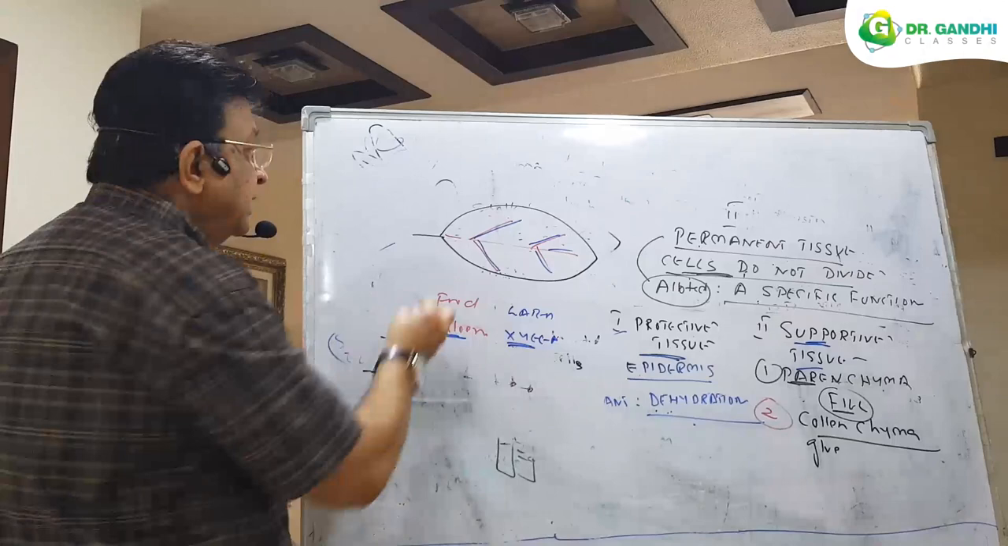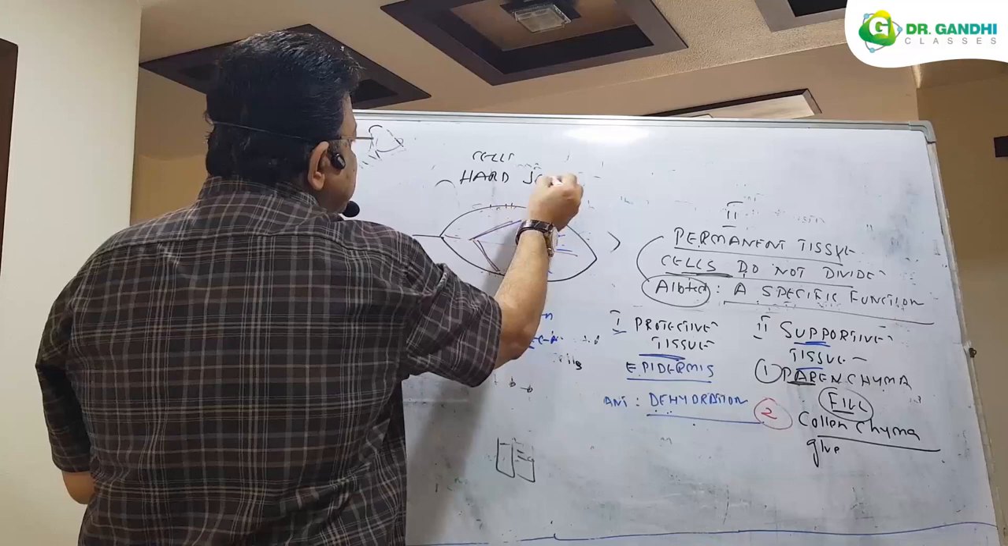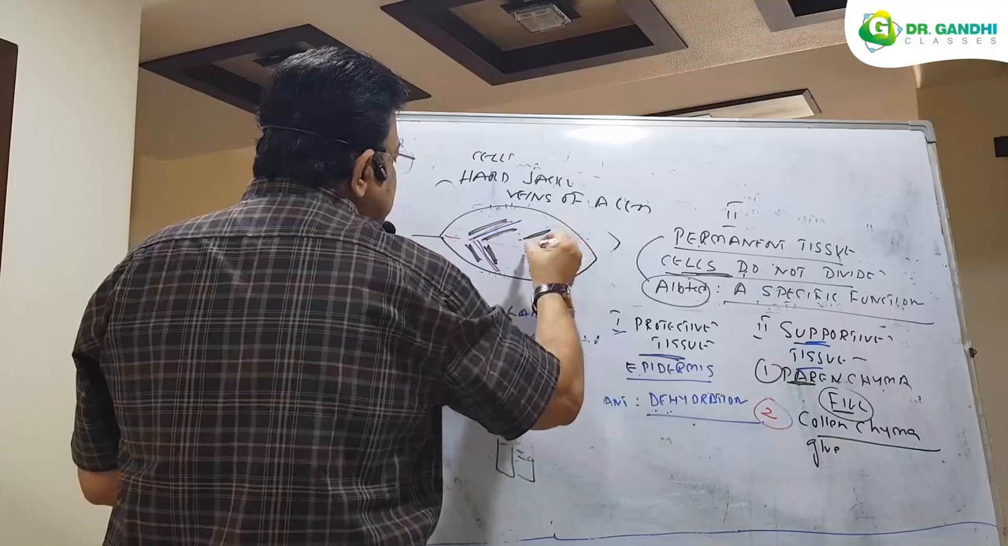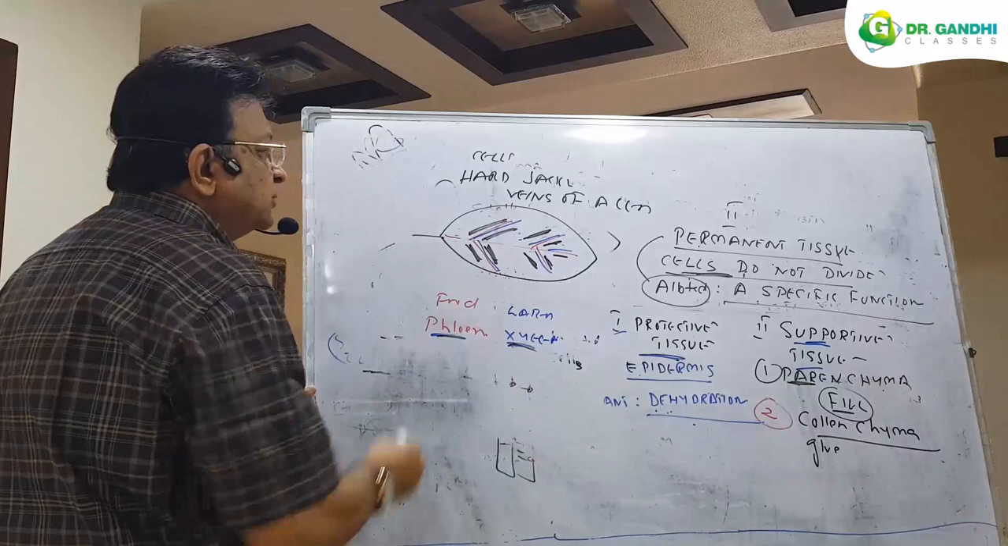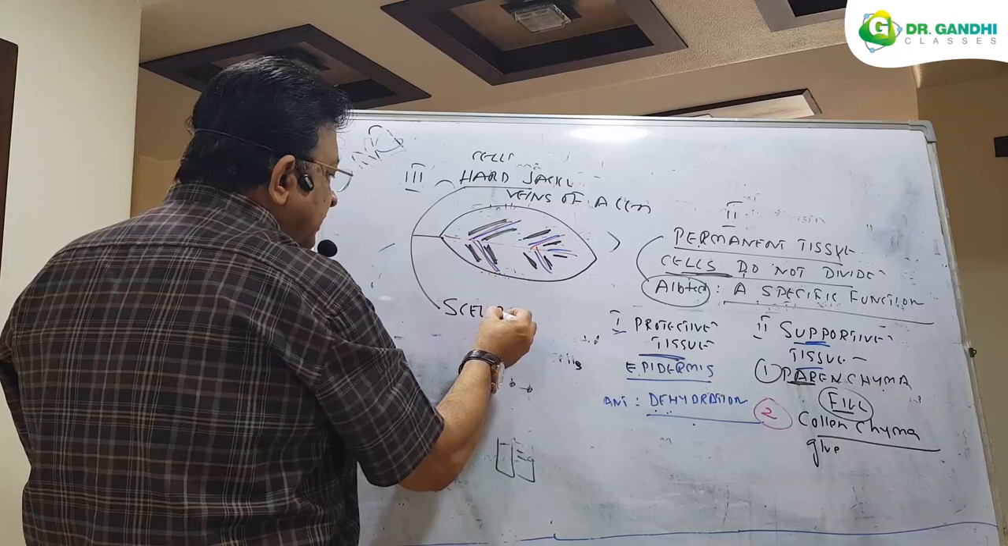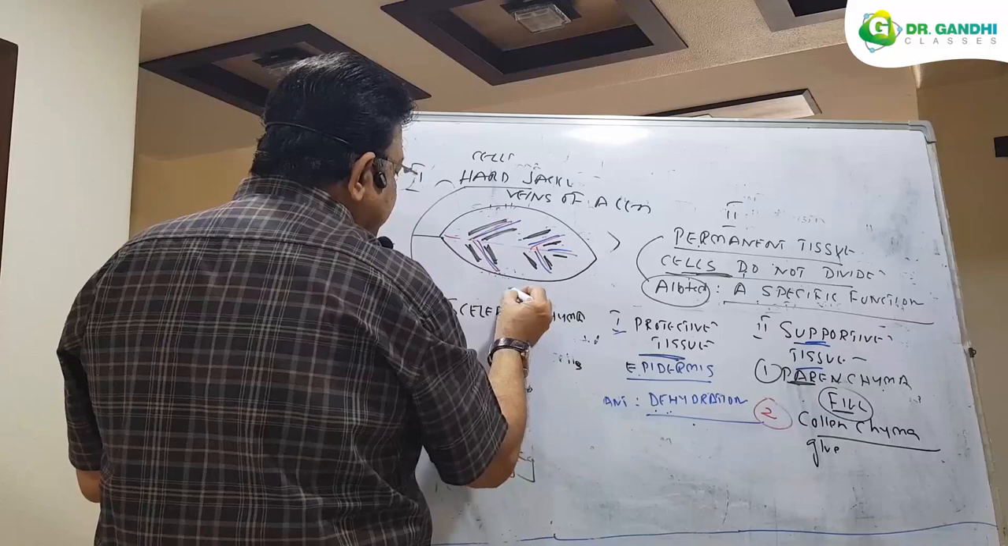Therefore, you have to create a hard jacket. I am now creating cells which are hard and they form a jacket around the veins of a leaf. So, look here, I am creating a hard jacket so that when the leaf sways, the xylem and phloem do not snap. So, I have got the third type of tissue, known as hard tissue. From the word hard, like the white of your eye is hard, sclera, it is known as sclerenchyma. The third type of tissue is known as sclerenchyma.